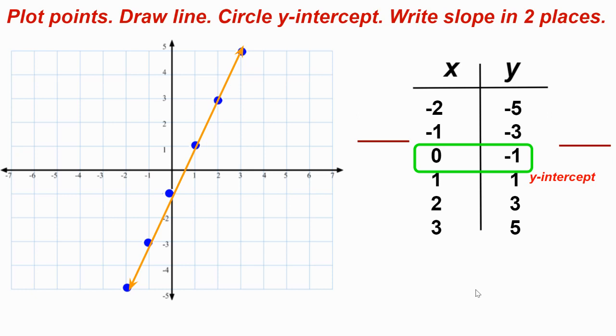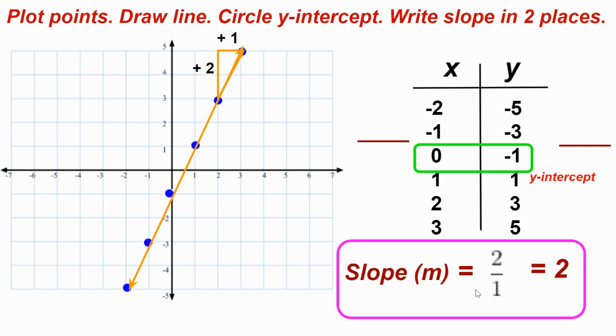All right, now, the last thing for us to do is to write our slope in 2 places. All right, so remember, there's the staircase right at the top. Well, what am I going up? I'm going up 2, and I'm going right 1. Well, there's my fraction right there. Remember, slope is a fraction, right? Remember, the vertical's on top, so that's +2 on top, +1 in the denominator. And remember, that is just, if I want to simplify it, that's just 2 right there for my slope.